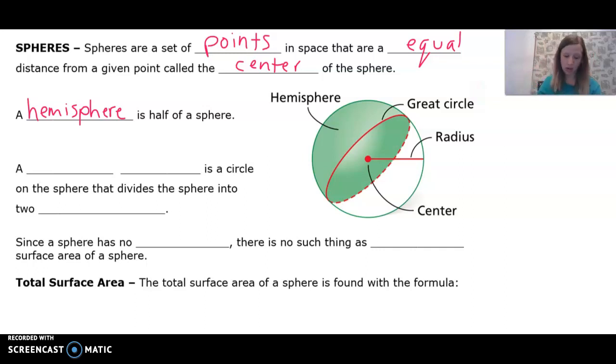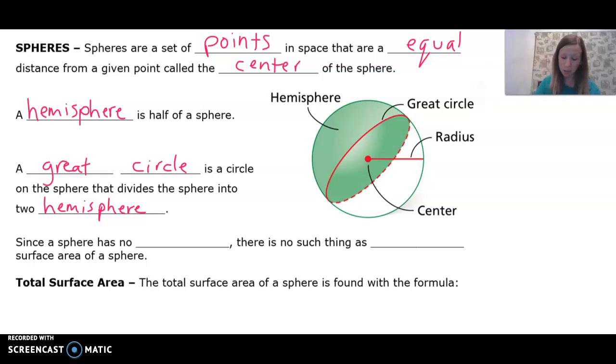All right, a great circle is a circle on the sphere that divides the sphere into two hemispheres. It divides it right in the middle, so it's the biggest circle that can fit on the outside of that sphere. You can see it's there in red.